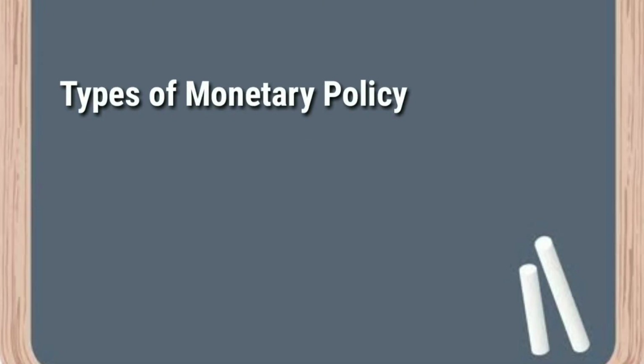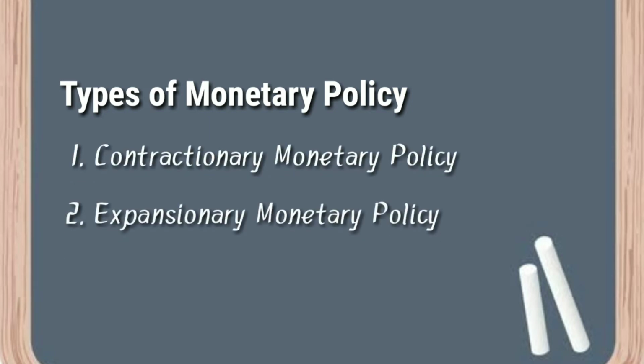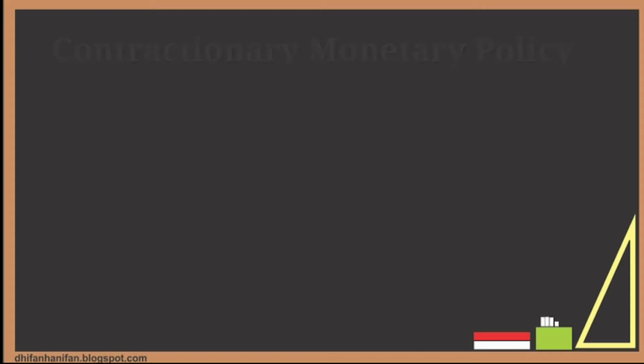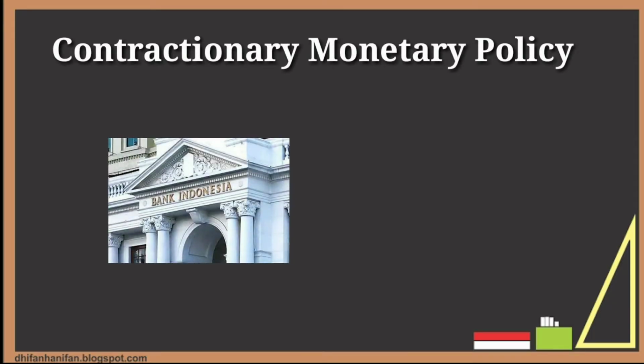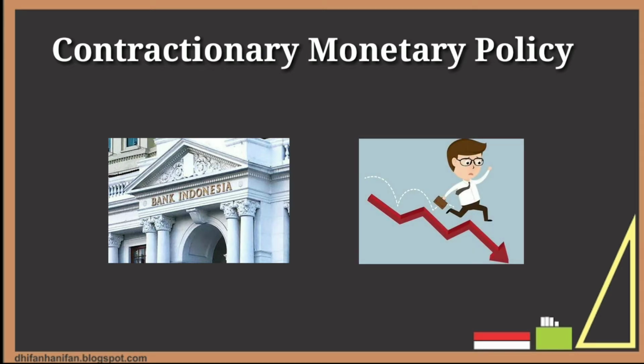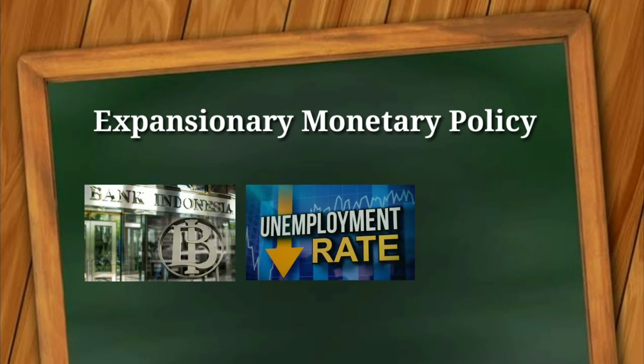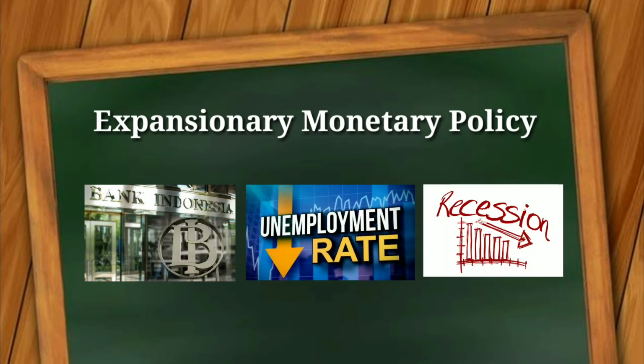Next is types of monetary policy. There are two types of monetary policy. First is contractionary monetary policy and second is expansionary monetary policy. Central banks use contractionary monetary policy to reduce inflation. They reduce the money supply by restricting the amount of money banks can lend. Central banks use expansionary monetary policy to lower unemployment and avoid recession. They increase liquidity by giving banks more money to lend.